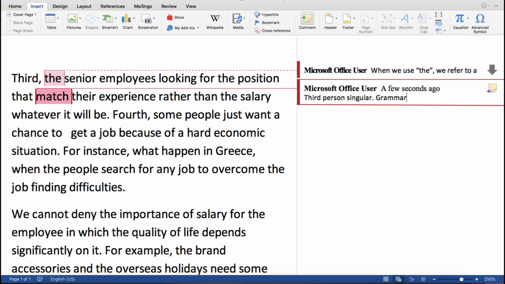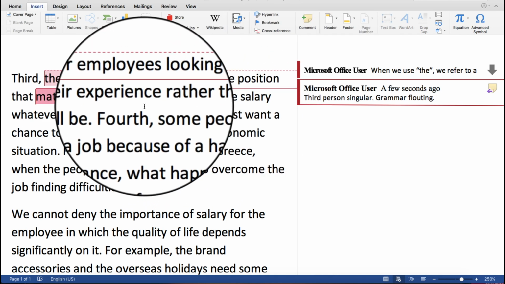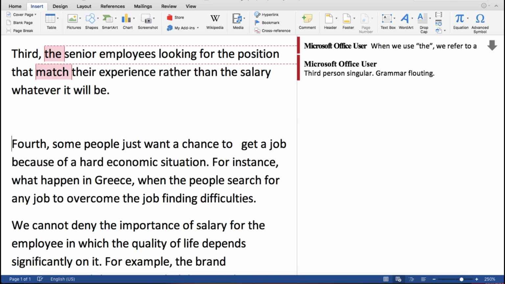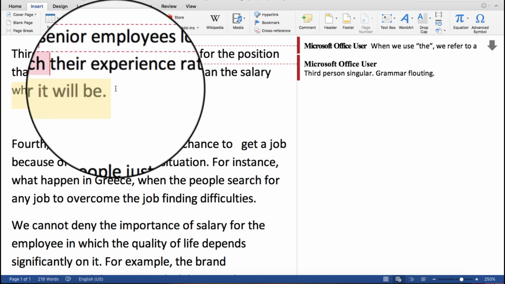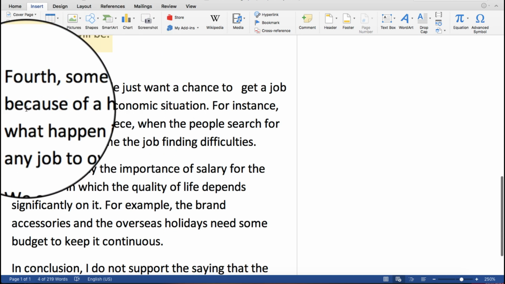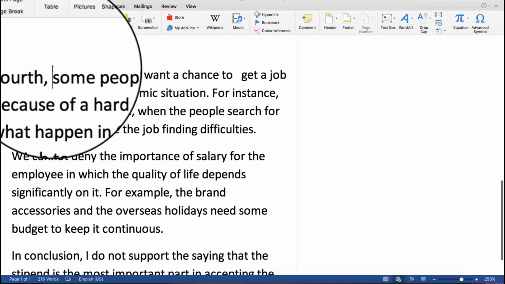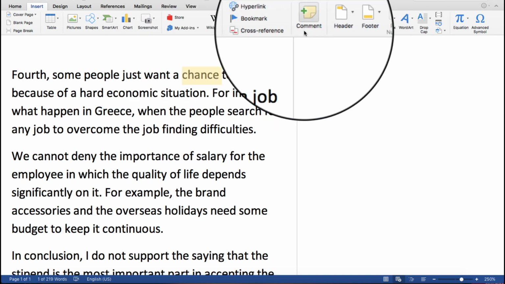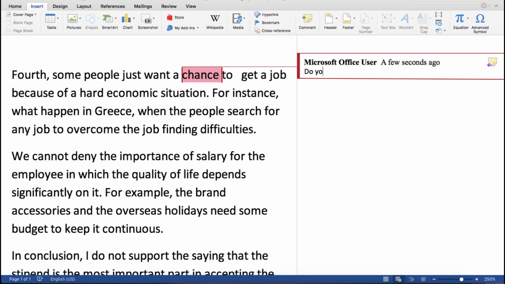He's using the word match here, and I'm highlighting that one. And I said a few seconds ago, third person singular grammar. What I meant here is that when he said the word match, he should have said matches. He forgot the S because he's subconsciously thinking in Arabic and speaking English, and that's a big difference.